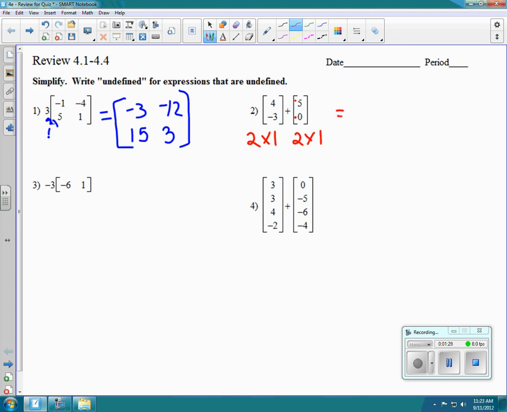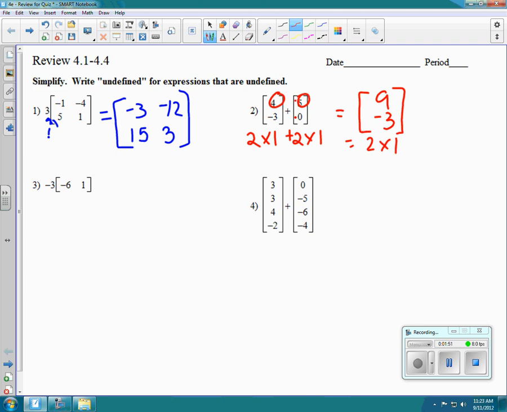When you add or subtract matrices that are the same size, you add the numbers in the rows and columns in the same location. So 4 plus 5 is 9, and -3 plus 0 is -3. A 2 by 1 and a 2 by 1 should always make a 2 by 1.